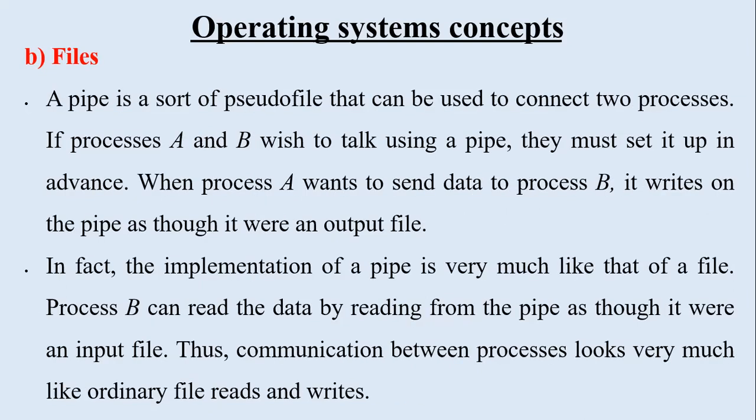Now, a pipe is a sort of pseudofile that can be used to connect two processes. If process A and process B wish to talk using a pipe, they must set it up in advance. When process A wants to send data to process B, it writes on the pipe as though it were an output file. In fact, the implementation of a pipe is very much like that of a file. Process B can read the data by reading from the pipe as though it were an input file. Therefore, communication between processes looks very much like ordinary file reads and writes.